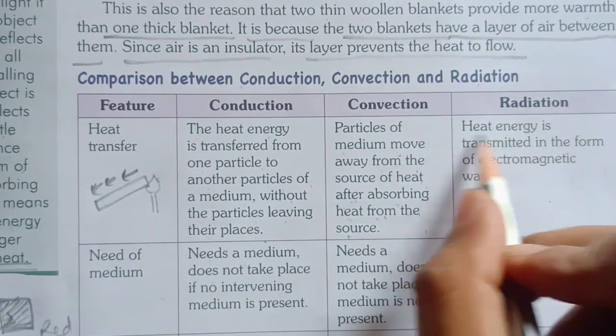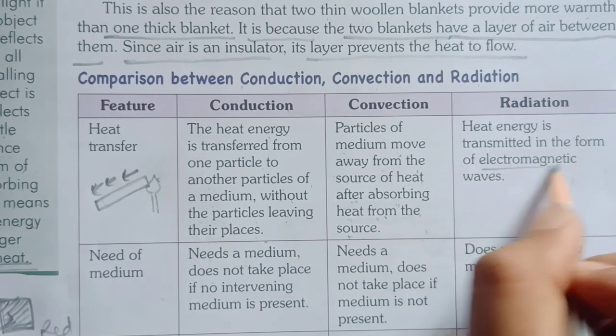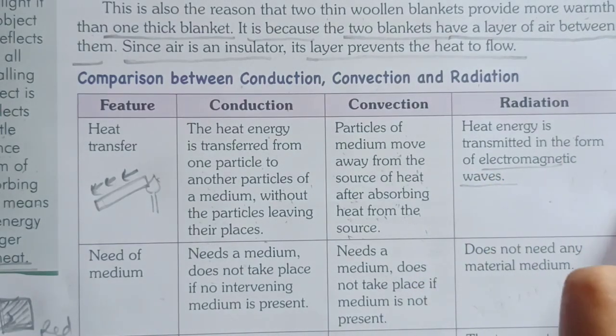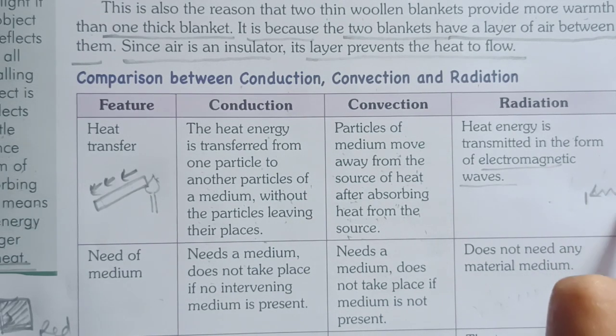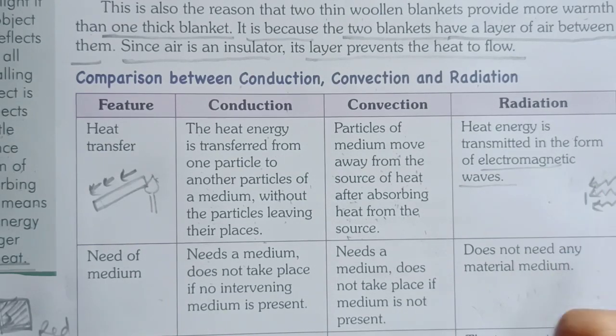Now, radiation. Heat energy is transmitted in the form of electromagnetic waves. Suppose this is the heat source, and a person is sitting here. So this will be by electromagnetic waves, that is, in the form of waves.